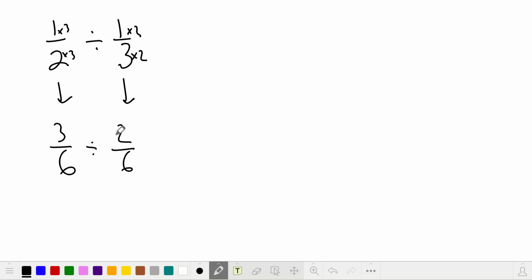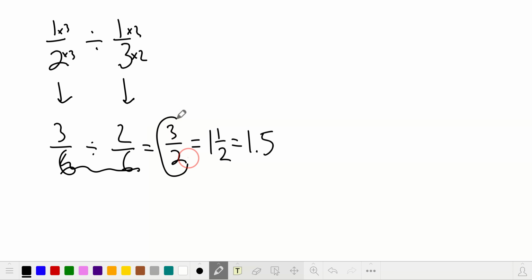So now this question is asking how many 2/6 are there in 3/6? So you can simply ignore the denominators and just divide the numerators. 3 divided by 2 gives me 3/2. You can leave your answer as a fraction like this, or you can rename it as a mixed number, or you can divide it and get a decimal. I prefer that you leave it as a fraction for now.